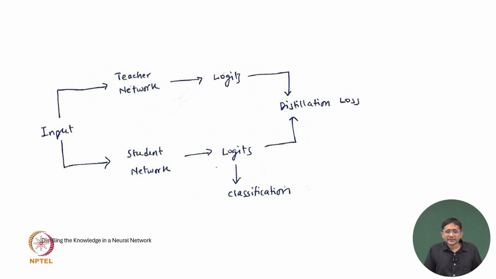From the teacher network, we are getting, let's say, logits. From the student network, we are getting logits. And using this, we design some kind of distillation loss. So we want our student network to mimic the teacher network, right? And at the same time, we are also performing classification on the student network. So with the student network, we also want to train it for our downstream task.